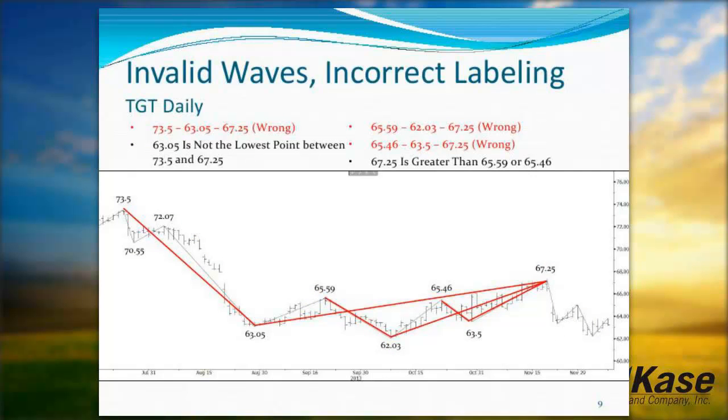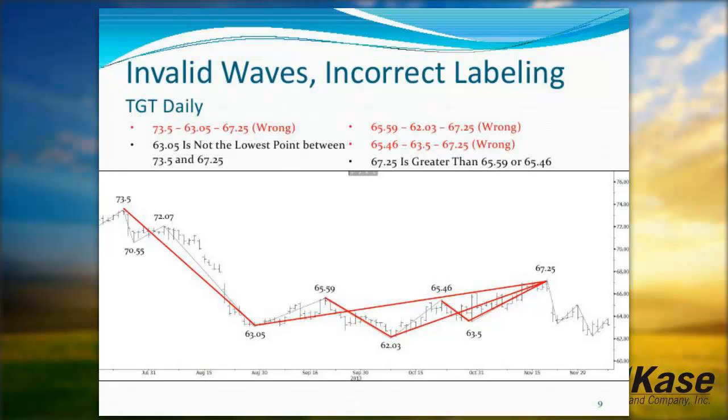Now, what waves become invalid or incorrect? How can we incorrectly label waves? Now this is actually something here. This is what I was talking about a little bit earlier, the 73.50 down to 63.05 up to 67.25. We may scratch our head and say, well, why is that? You have an X, a Y, and a Z. The Z point doesn't overcome X. It's lower than X. It's greater than Y. It looks like a valid wave from what I explained earlier.